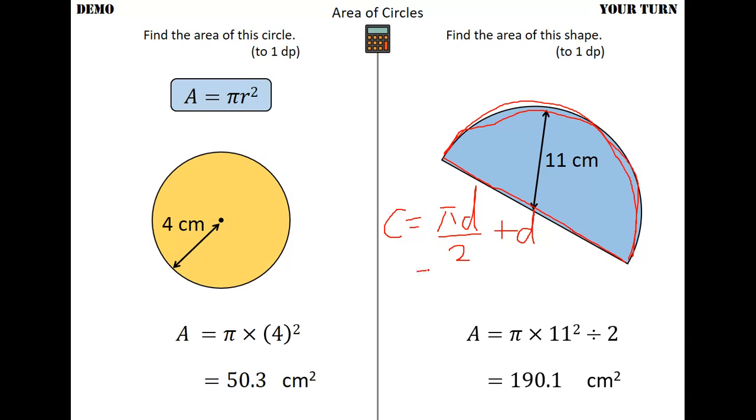This would provide us pi times 22 divided by 2. Notice I found out the diameter is 22 because the radius is 11. Add 22. You could use this working out to calculate the circumference of the semicircle.